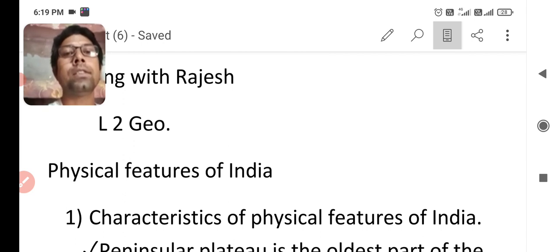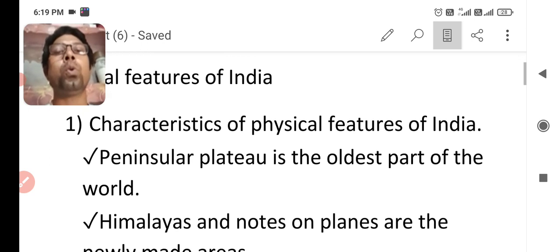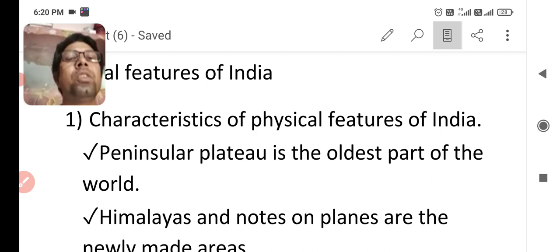So, you know that there are major features of Indian physical features. But firstly, we are going to read about the characteristics of physical features of India. We are going to read that there are 6 major physical divisions of India. So the first point of the lesson is that there are some characteristics of all the physical features of India. The first characteristic is that the peninsular plateau is the oldest part of the world.